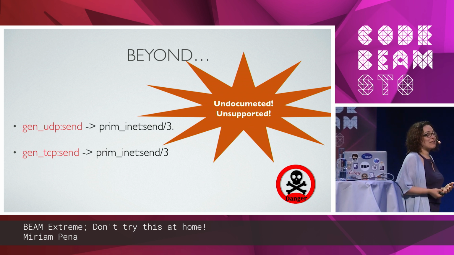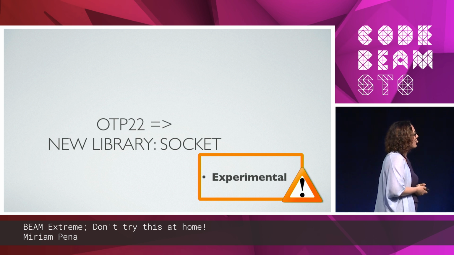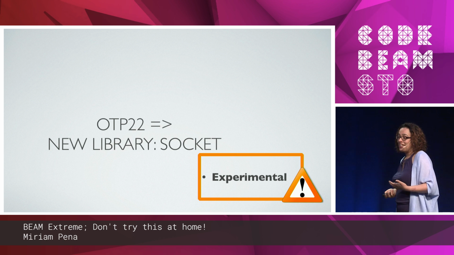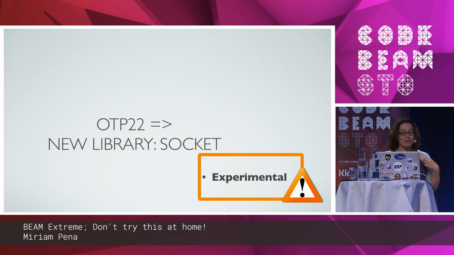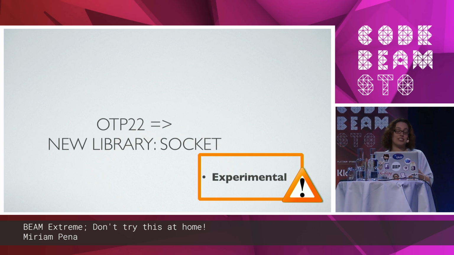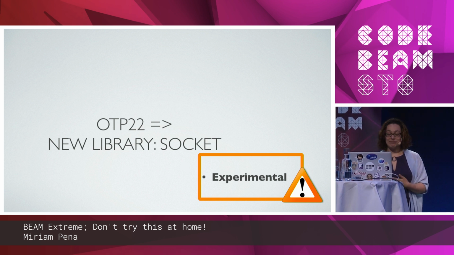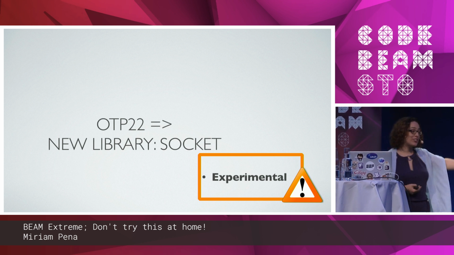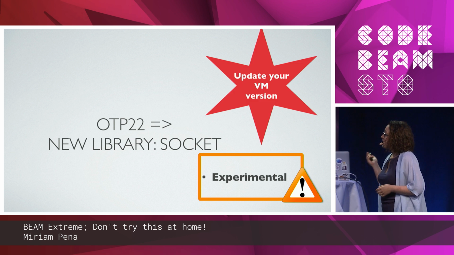And the only reason I mention it is because in the next release of Erlang, there's a new library called Socket, which is doing practically the same. The idea is that this socket is implemented as a NIF and is as close as possible to the OS level socket interface. So it should be really similar in performance to the prim_inet module. And this is a great excuse for updating your virtual machine version and trying it out. Remember, it's experimental.